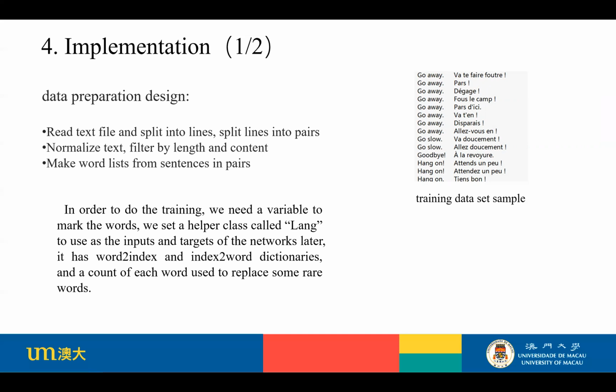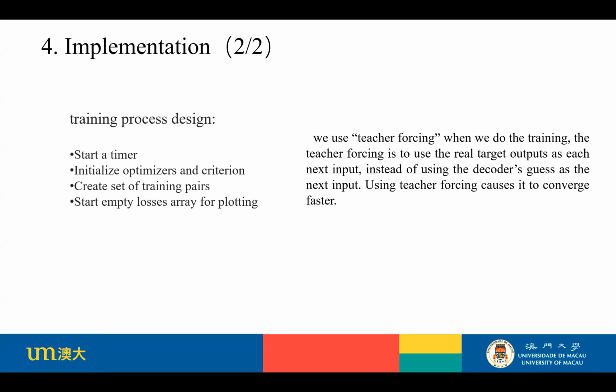In order to do the training, we need a variable to mark the words. We set a helper class called Lang to use as the inputs and targets of the next words later. It has word-to-index and index-to-word dictionaries, and a count of each word used to replace some rare words.